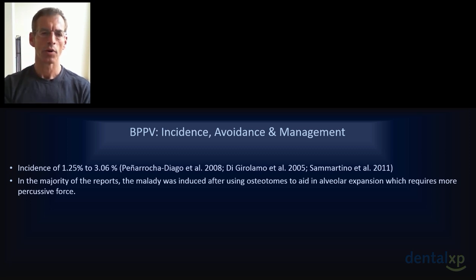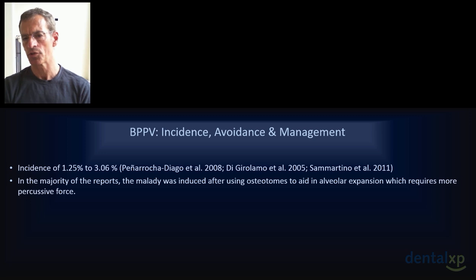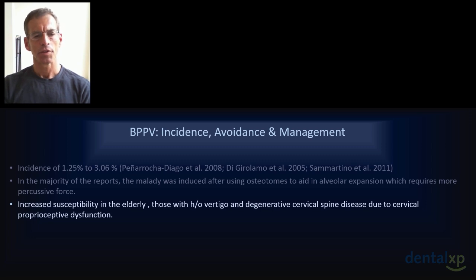The incidence is 1.25 to 3%, and in the majority of these reports, the malady was induced after osteotomes were used to aid in alveolar expansion, which requires more percussive force. That says something about using osteotomes for ridge splitting or for expanding osteotomies, especially in type 1 and type 2 bone. There is an increased susceptibility in the elderly and those with a history of vertigo and degenerative cervical spine disease.